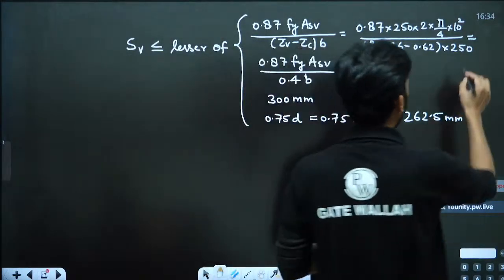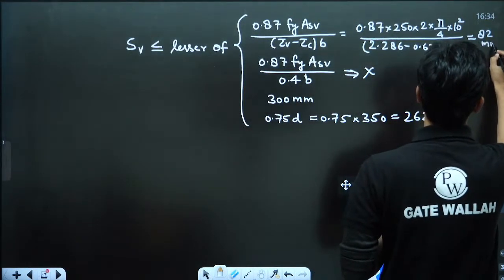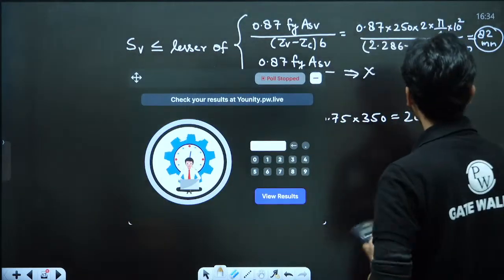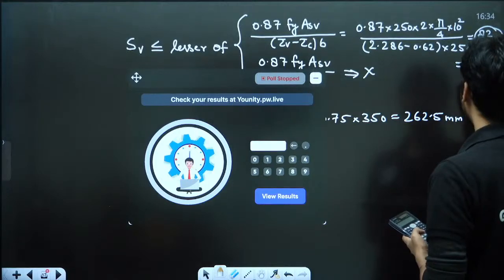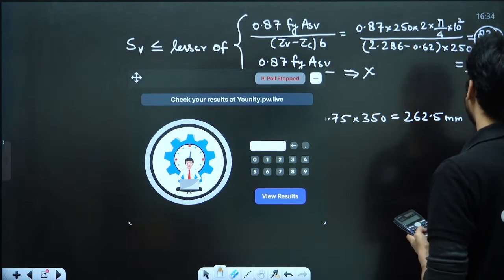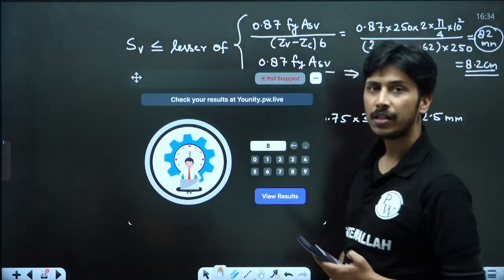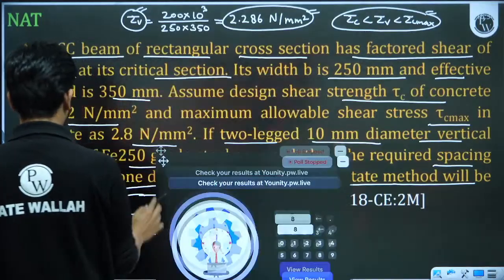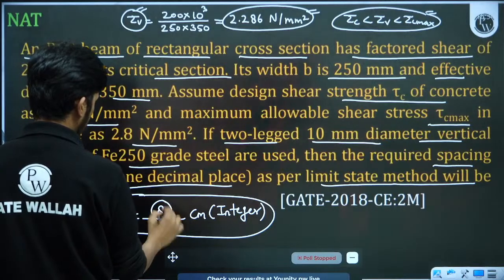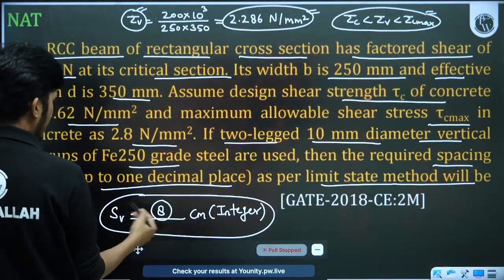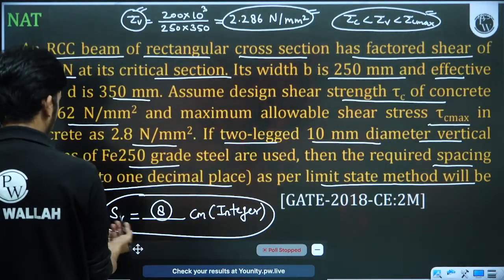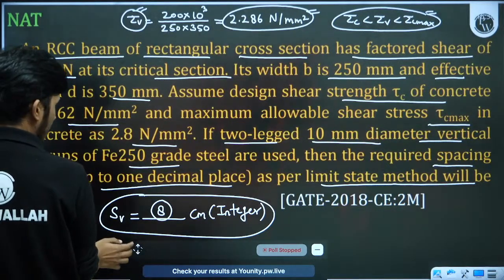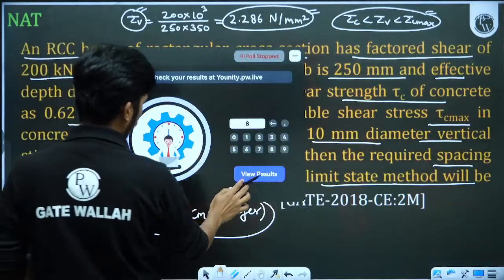It is 82 mm. So the answer of this question, I have asked you the numerical answer type question, will be 8.2 centimeter. Your answer will be 8, the nearest integer. So 8 will be the correct answer of this question, because the question is asking in centimeter. If you have to give the answer in one decimal place, I will give 8.2. But I have asked in integer, so you have to give simply the answer as 8.